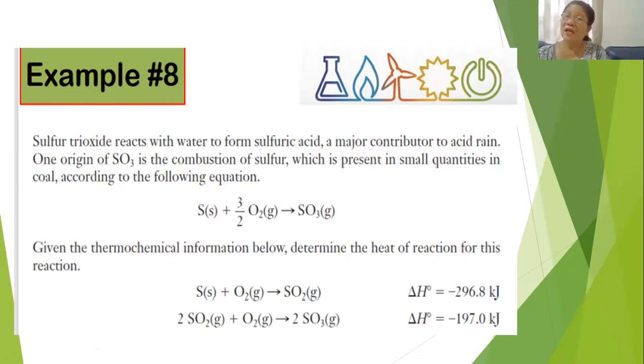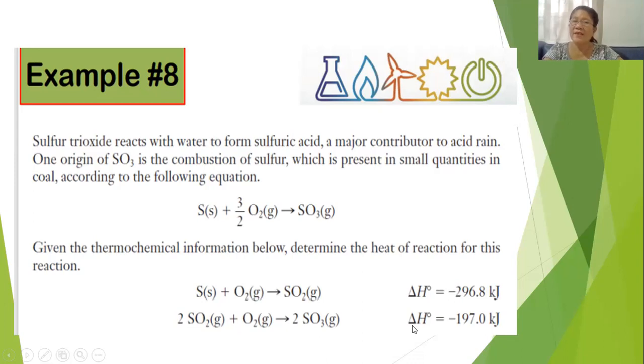It gives off a lot of sulfur trioxide, which is a pollutant in the air. So sulfur plus oxygen will be equal to sulfur trioxide. Okay. So given the thermochemical information below, determine the enthalpy for this reaction. Where do we get it from?